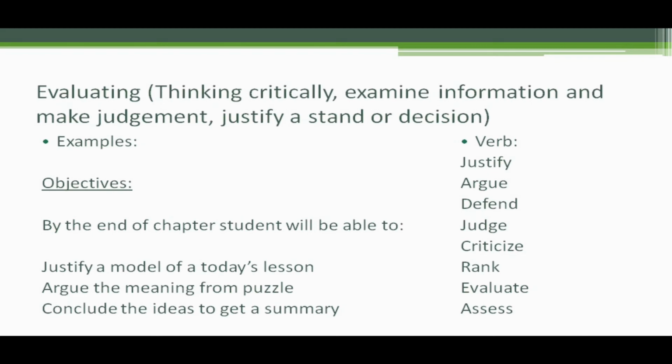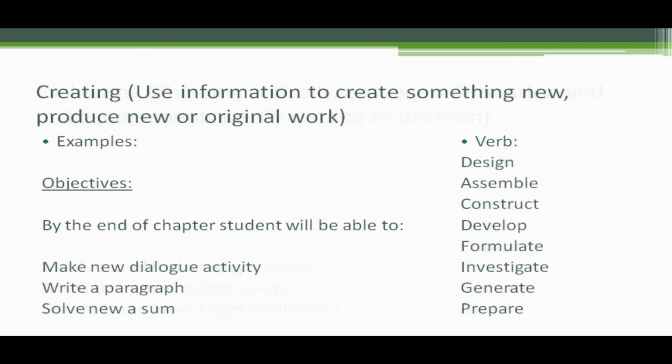If a teacher has made his lesson plan according to this level, by the end of the chapter, student will be able to justify a model of today's lesson. A student will be able to argue the meaning from puzzle. A student will be able to conclude the ideas to get a summary. A teacher can use these verbs to assess the students: justify, argue, defend, judge, criticize, rank, evaluate, assess.